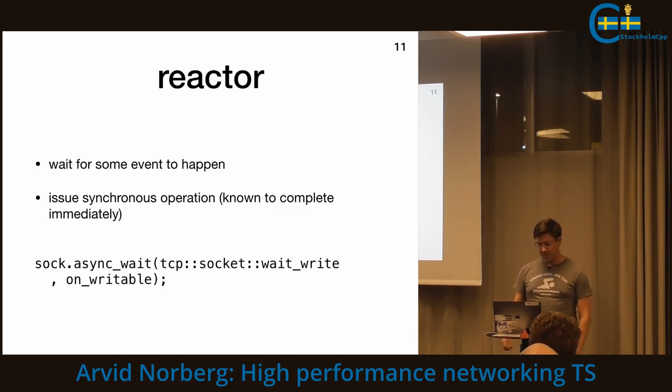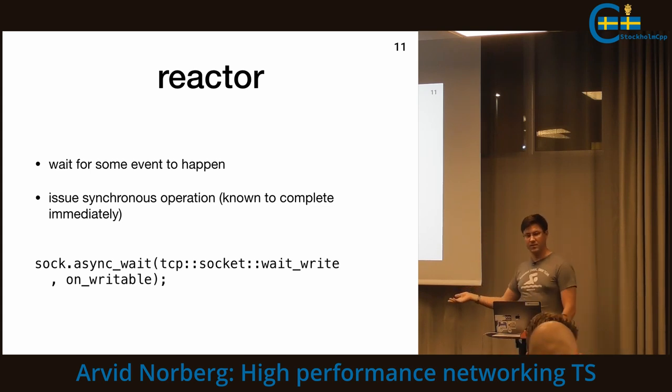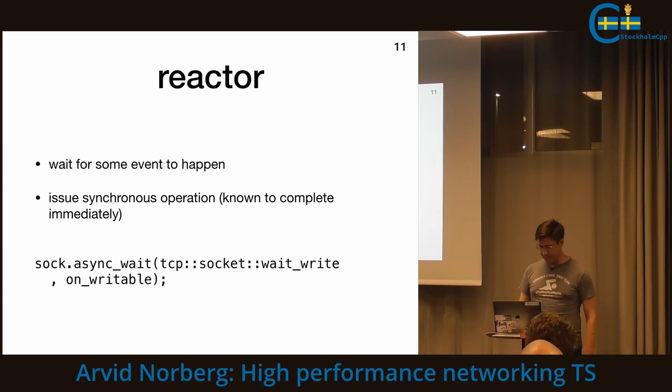The other way of doing things is a reactor, where you say, let me know when it's okay to write to this socket. When you're told that it's okay, then you perform a synchronous write operation to that socket, and you know that it's not going to block because you've been told that it's okay to write to it. This is also supported by the networking TS. It looks something like this. You say async wait, wait for the socket to be writable. And then you pass in a function object that gets called when the socket is writable. And then you perform your synchronous write operation. So the networking TS also supports synchronous operations, by the way, but that's not what this talk covers. I'm mostly going to talk about asynchronous, because that's where you end up in larger, more complicated, and higher performance applications.